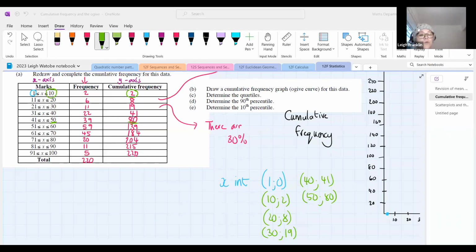So the next one would be 60 and 139. Then it would be 70 and 184. Then 80 and 204. Then 90 and 215. And then our last point is going to be 100 and 220.